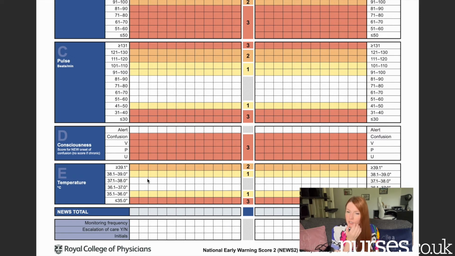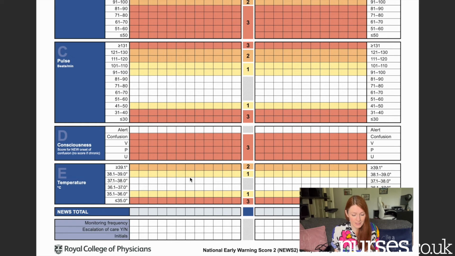I had a temperature when I had COVID, and my temperature was 38.4 I think at one point. 38.4 is just a 1 on here. That made me feel physically sick. I was in bed, I couldn't move. It was horrific having a temperature that high.